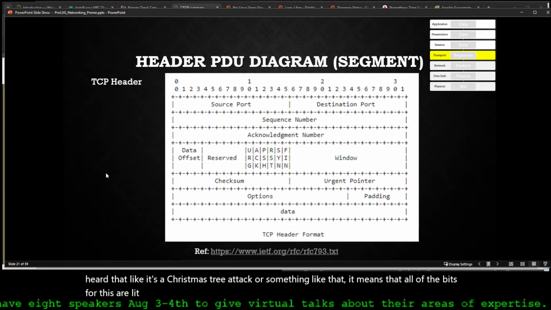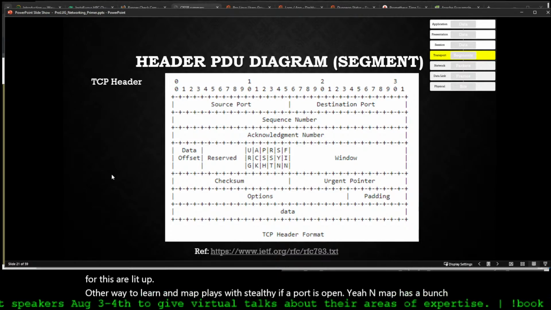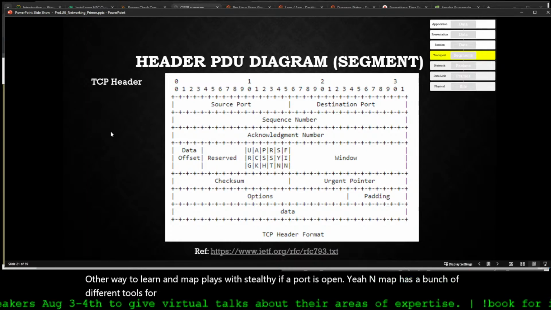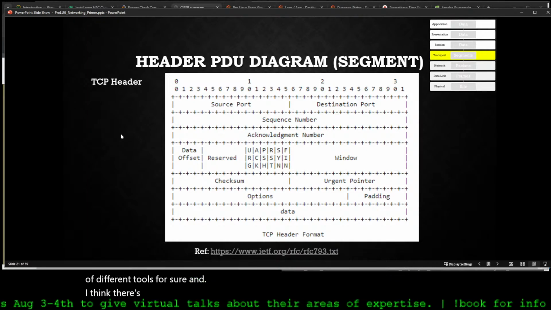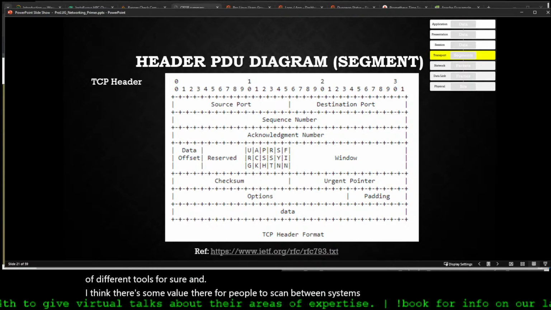Another way to learn, Nmap plays with stealthy if a port is open. Yeah, Nmap has a bunch of different tools for sure, and I think there's some value there for people to scan between systems and know how they work.